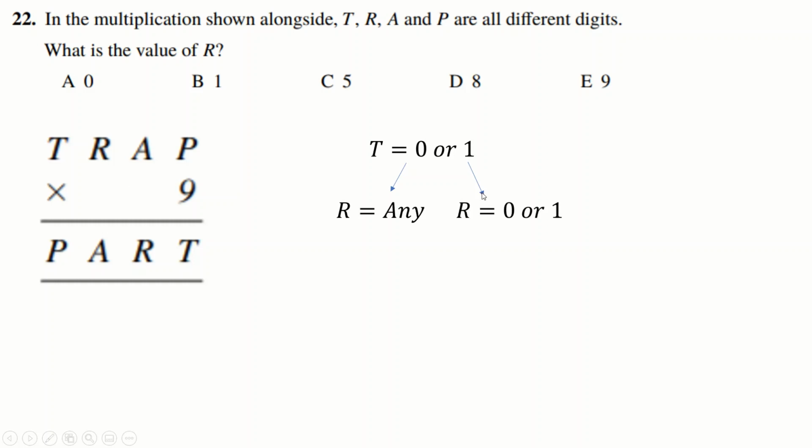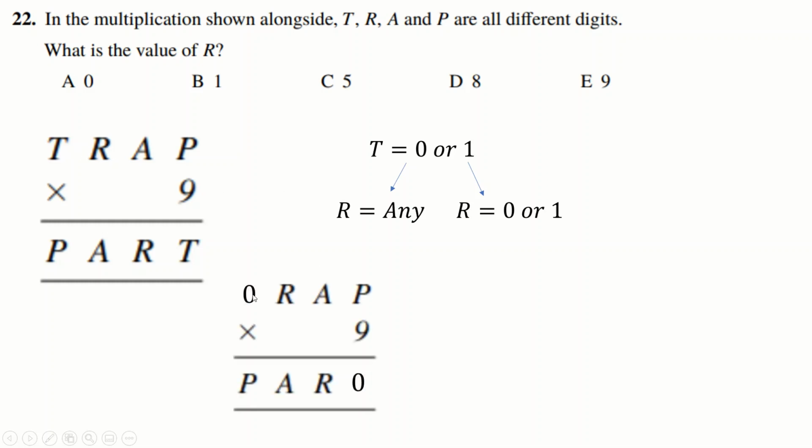Now, T can't be 0 and R 0 because they're apparently all different digits. Sorry, this is in the case where T is 1. So T can't be 1 and R is 1. So if T was 1, R would have to be 0. But I'll get to that in a second. First, let's discuss this case if T was 0.